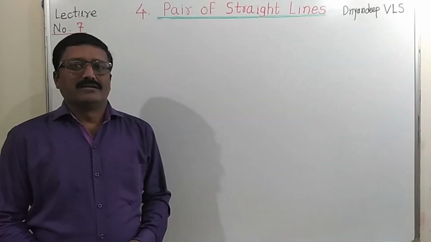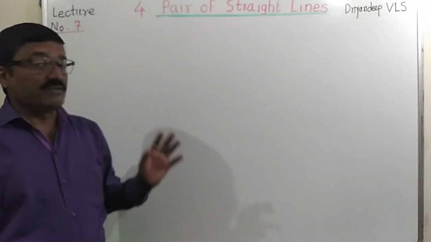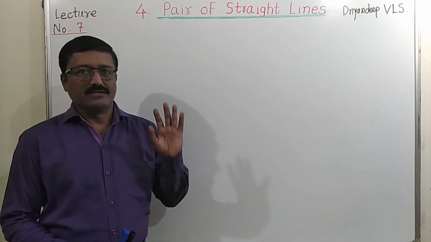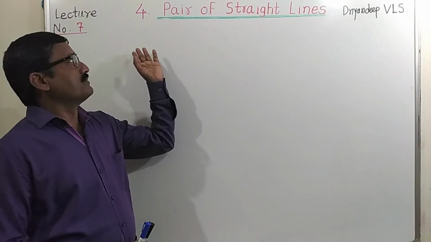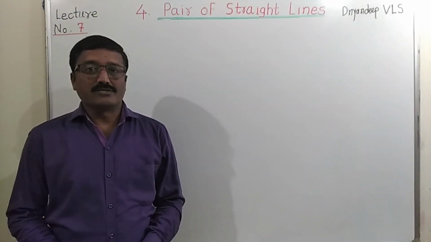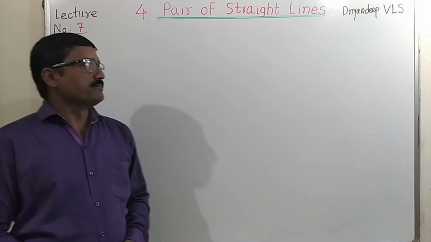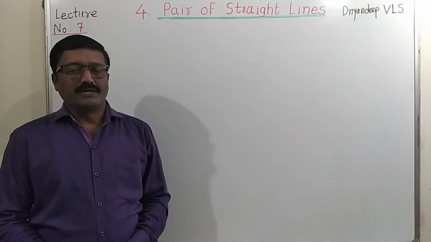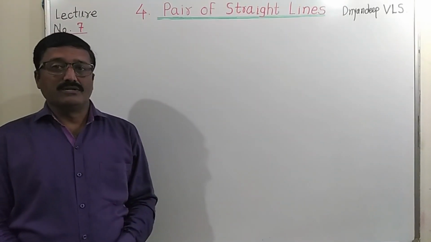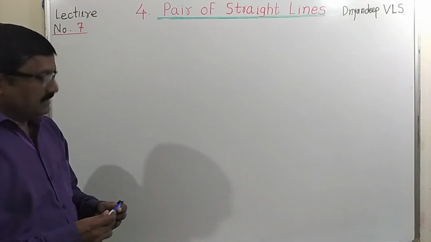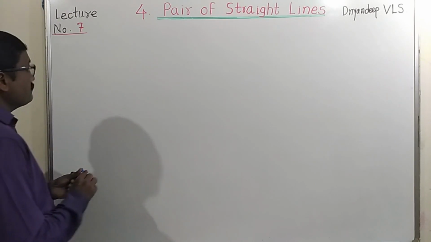Hi everyone. After learning the theory part of pair of lines not passing through origin, now in this lecture number 7 of our topic number 4, pair of straight lines, let us solve some examples of finding separate equations of lines passing through a given point, and also some examples on finding the combined equation of lines. Let us see one example.